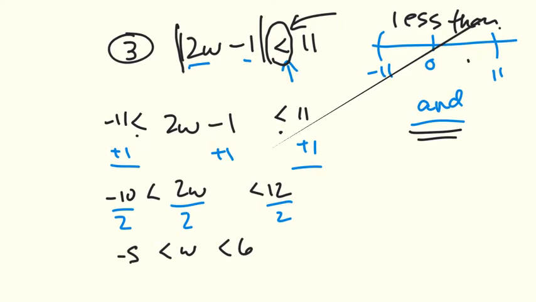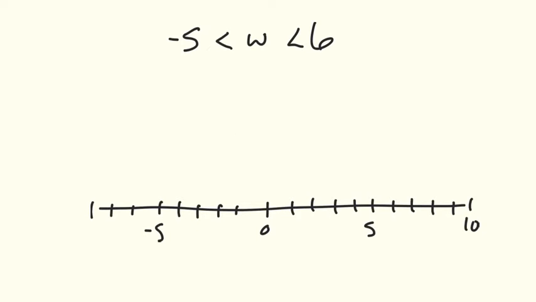Okay. Let's go ahead and graph that. We're just going to go ahead and mark negative 5 and positive 6. And since this is an and inequality, we just put a line between them. Since these are both less than, not less than or equal to inequalities, we don't fill in the circles. Next.